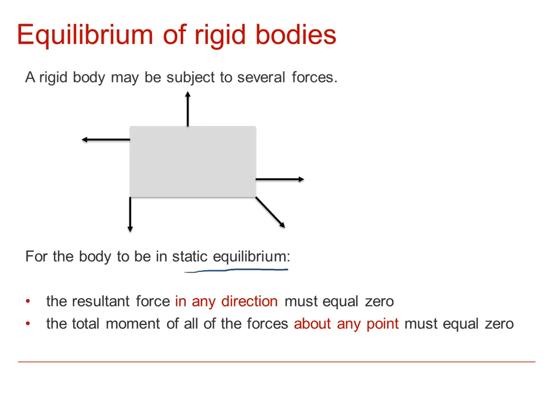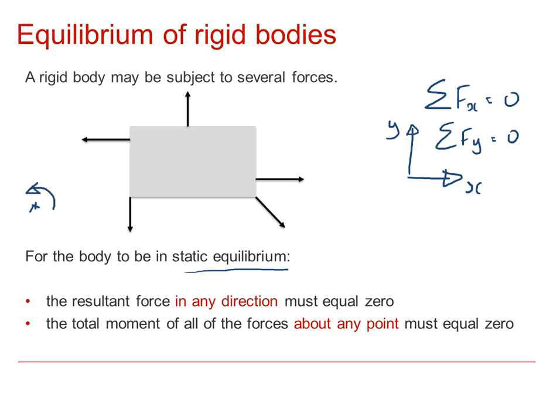Firstly, the resultant force in any direction must be equal to zero. So the sum of the forces in this direction, which might be called the x direction, and in this direction, the y direction, must be equal to zero: the sum of the forces in the x direction is zero, and the sum of the forces in the y direction is zero. And also, we can take any point on the body whatsoever, or even outside the body, and the moments about that point must sum to zero.